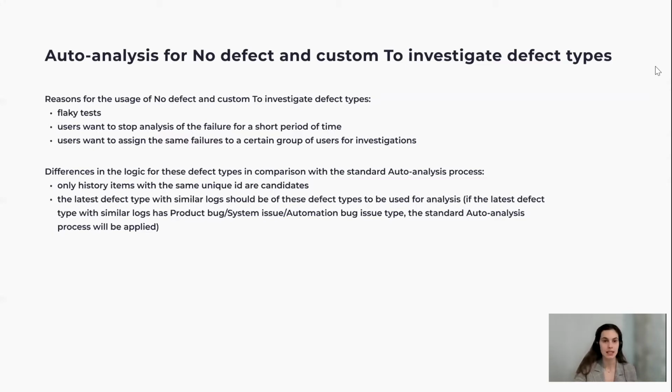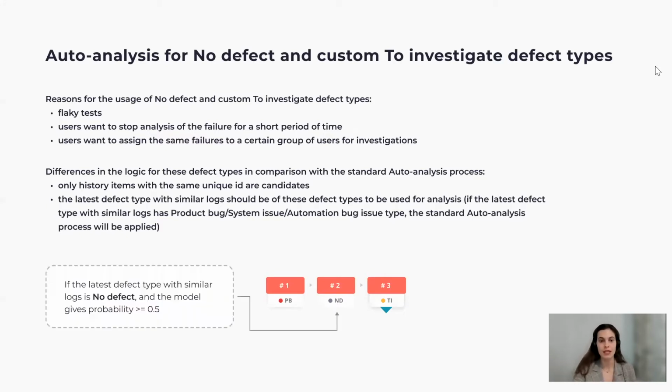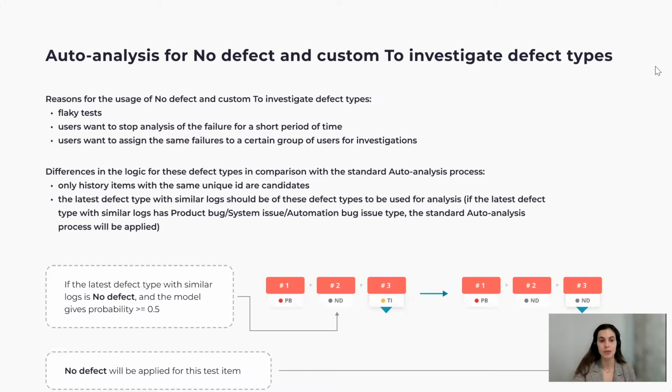The latest test item with similar logs should be of these defect types to be used for analysis. If the latest test item with similar logs has a standard issue type, then auto-analysis will be applied in the normal way. So as you can see in the picture, the latest test item number 2 has the no defect issue type, and the model gives a probability of more than 0.5. That's why the third test item will be labeled as no defect.